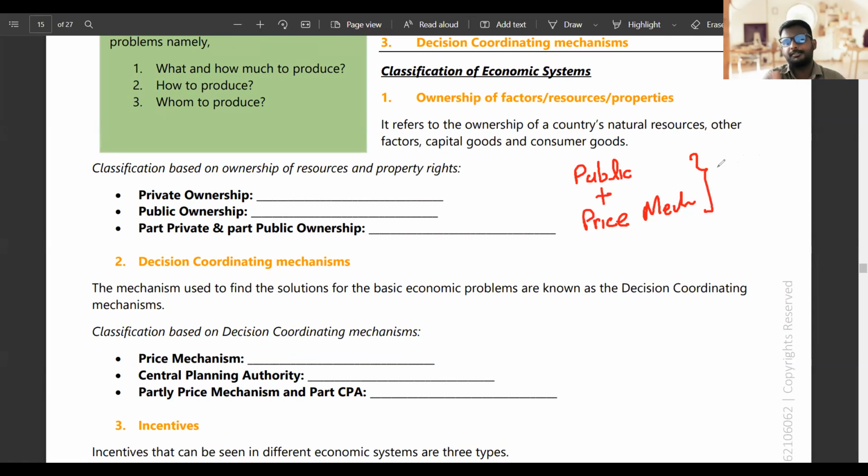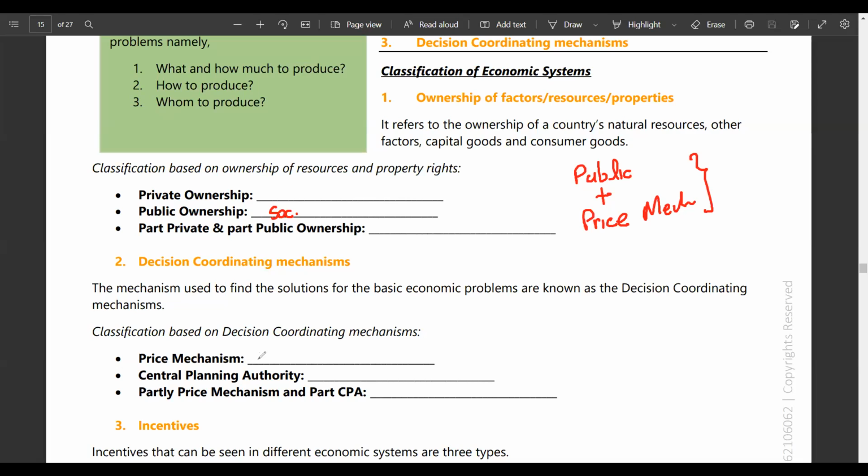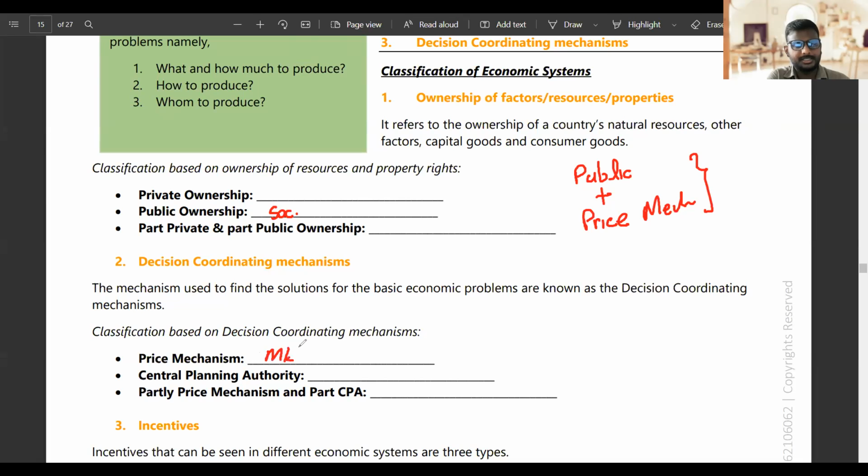Now, this is also actually part of your syllabus, okay? Public ownership means we call that economic system a socialist economic system. And price mechanism means we call that economic system a market economic system. So here you are seeing both of them together, no? Public ownership plus price mechanism. So that economic system is called socialist market economic system, not social market economic system. That's different. Socialist market economic system.